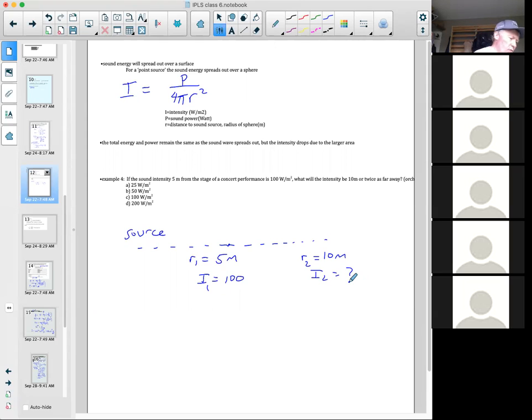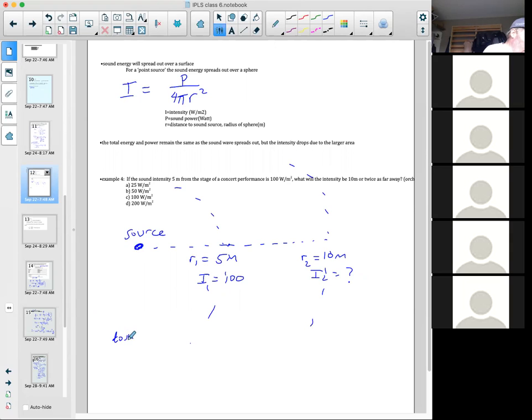So what's happening, of course, is that the source of sound is here, and that sound is spread out over the surface of the sphere. By the time you get out to 10 meters, it's a much larger sphere. So we definitely expect the intensity to be less. So the question is, what is the effect of doubling the distance?